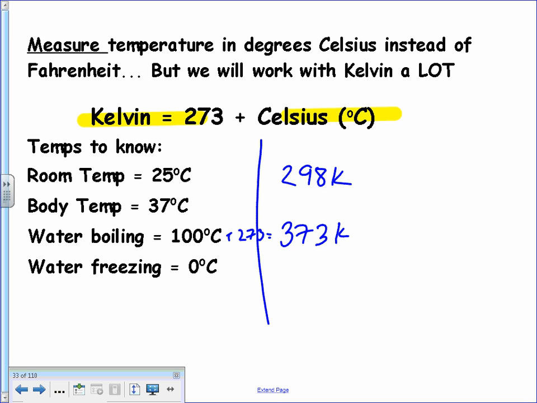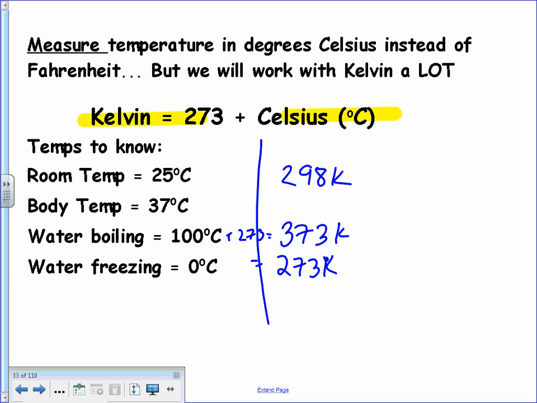And what is the freezing point of water in Kelvin? 273. Right, 273, because you're taking 0 plus 273. And you'll notice I don't write the degree mark in Kelvin. You just don't write it. You write it in Celsius and Fahrenheit though.